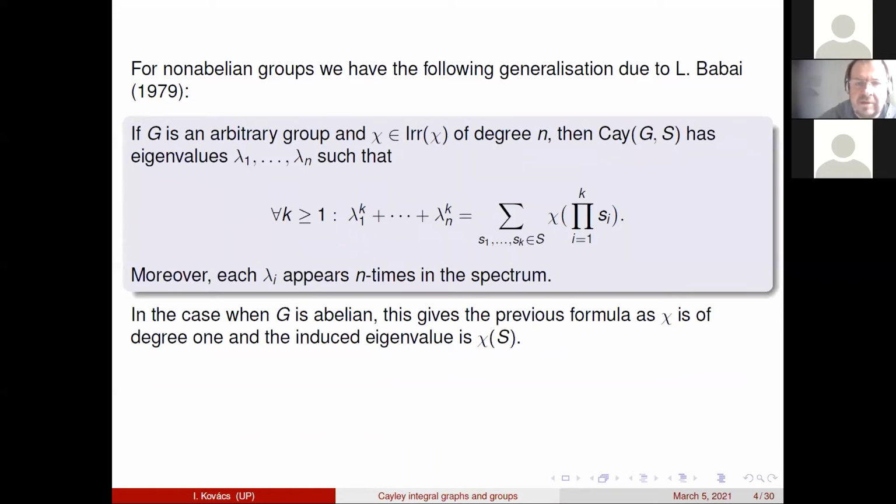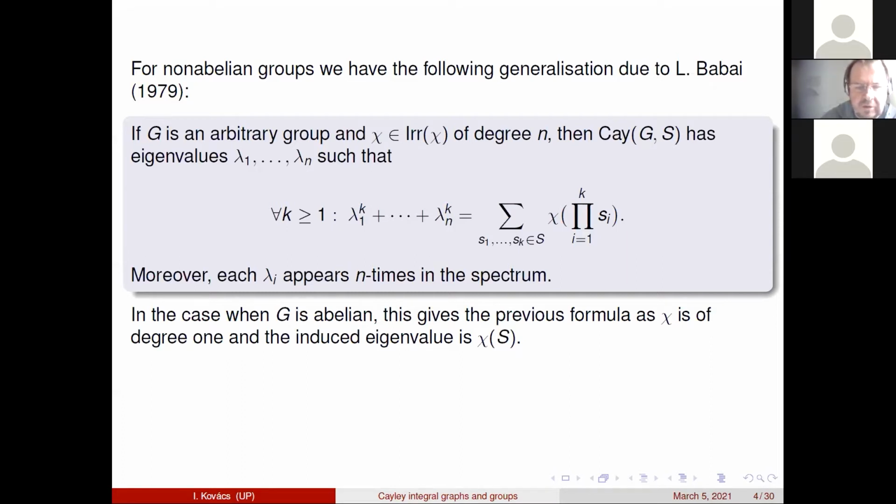For the non-abelian case, there is a generalization of the previous formula, which was given a long time ago by Babai. It says the following: if you have an arbitrary group, and if chi is an irreducible character of degree n, then the graph has n eigenvalues, which can be determined by the following equations. The k-th power sum of the eigenvalues equals the character sum when you evaluate the character on all possible k-fold products which you can obtain from the set. Moreover, each lambda i appears n times in the spectrum.